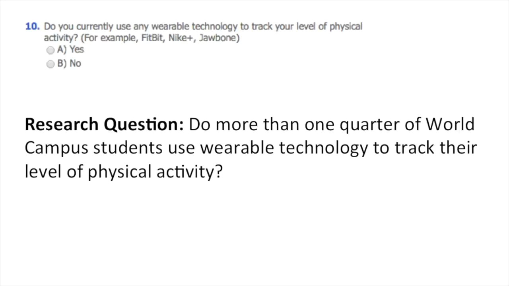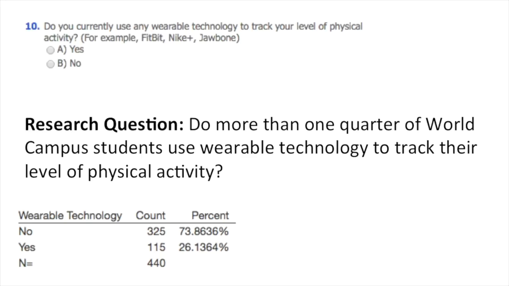Here's our research question. Do more than 1/4 of World Campus students use wearable technology to track their level of physical activity? I've summarized the data here. We obtained a sample of 440. In that sample, 115 said yes, 325 said no.